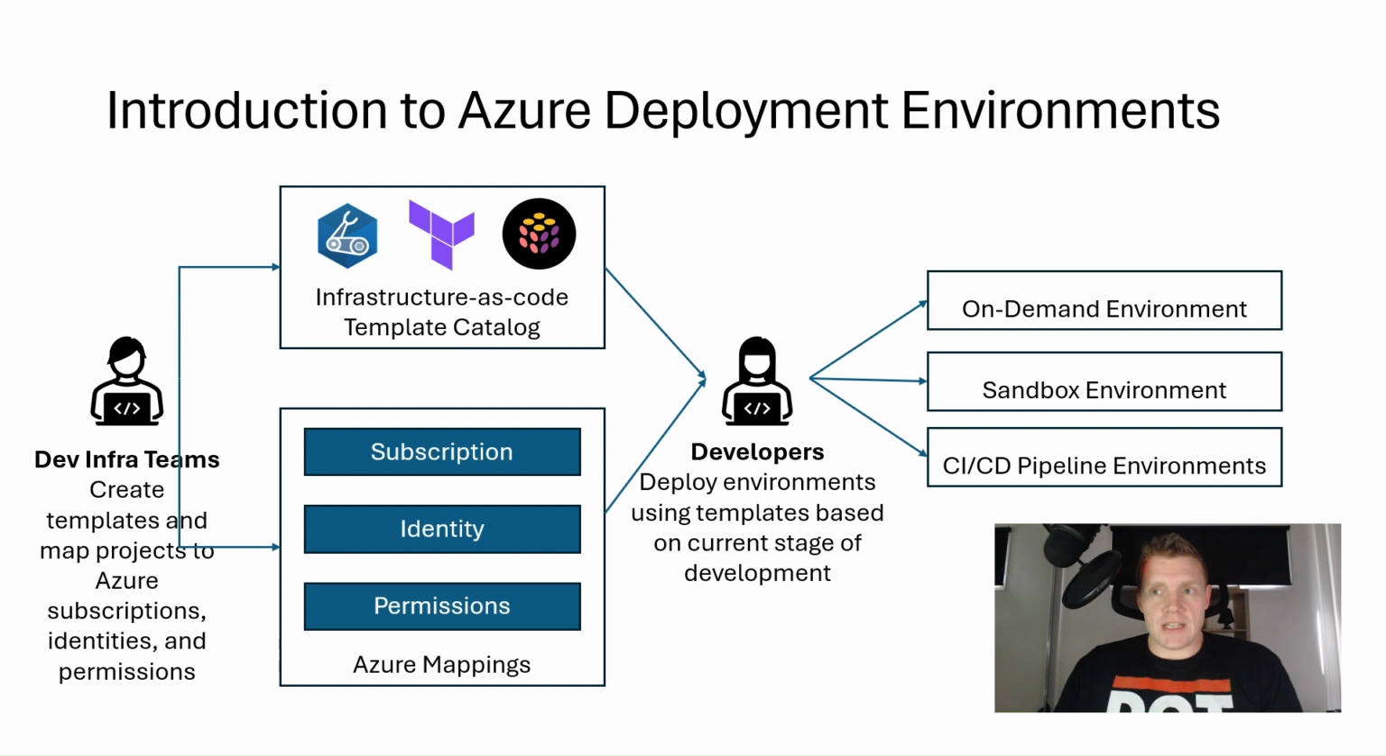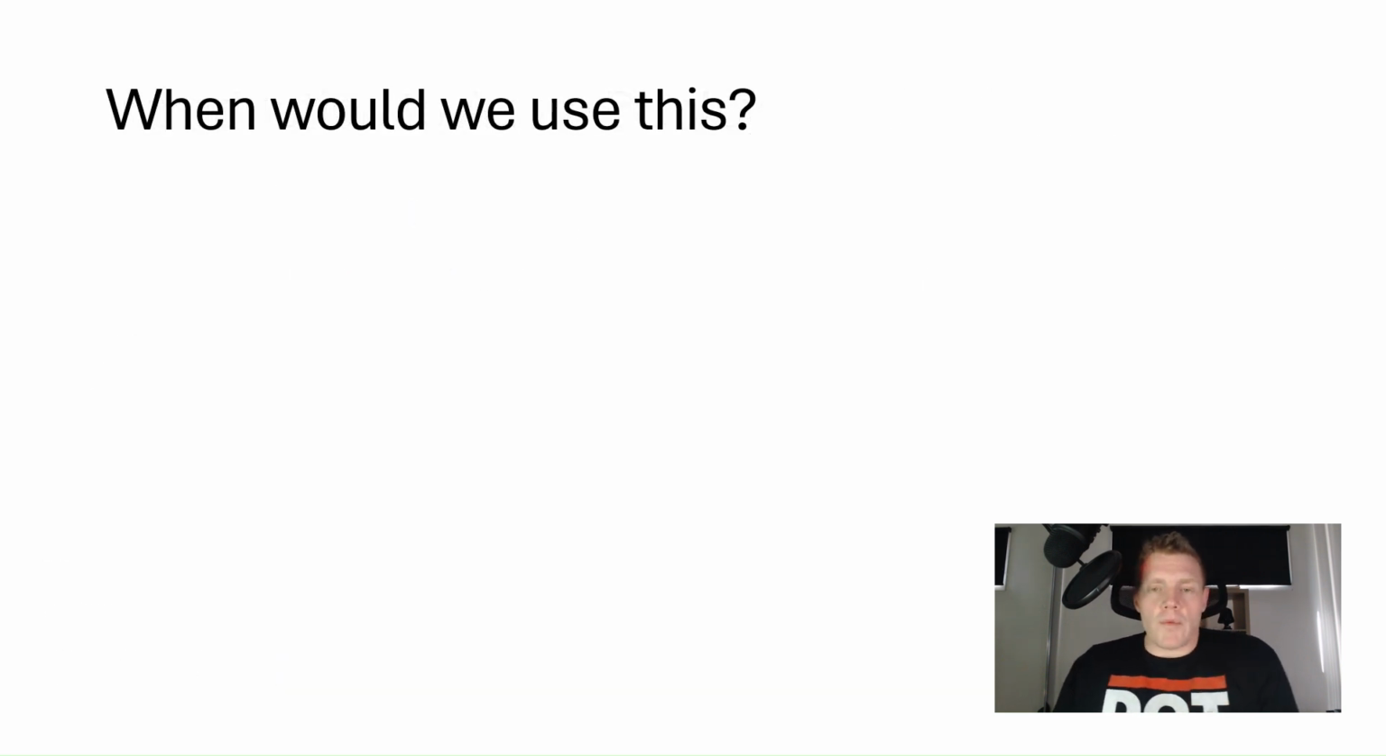Your platform engineers will define infrastructure templates and configure subscriptions, identities, permissions, things like that. And your developers will create environments based off those templates and build and deploy applications on the infrastructure that's been provisioned. Environments can support different scenarios. So you can have on-demand environments for sandbox environments for testing, and you could also use CI/CD pipelines for continuous integration and continuous deployment. So let's think about when we would actually use this.